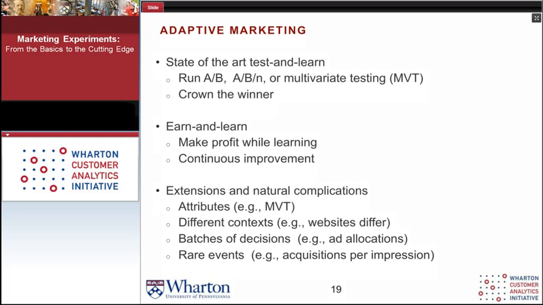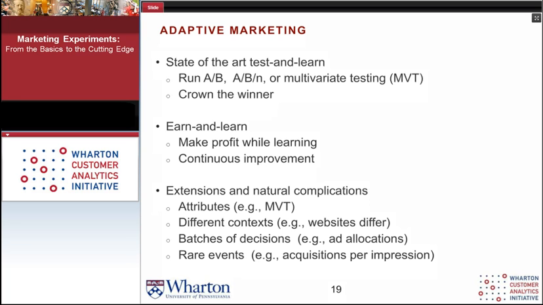As I go through some of these extensions and natural complications, I'm going to be using the language of online display advertising, banner ads in particular, for the purposes of, say, acquiring customers. I think it's going to make things more concrete, but hopefully you'll be able to see how much more general that is. So suppose you're an advertiser and you're sitting with 10 million impressions at your disposal over the next 2 weeks. You have a lot of questions.